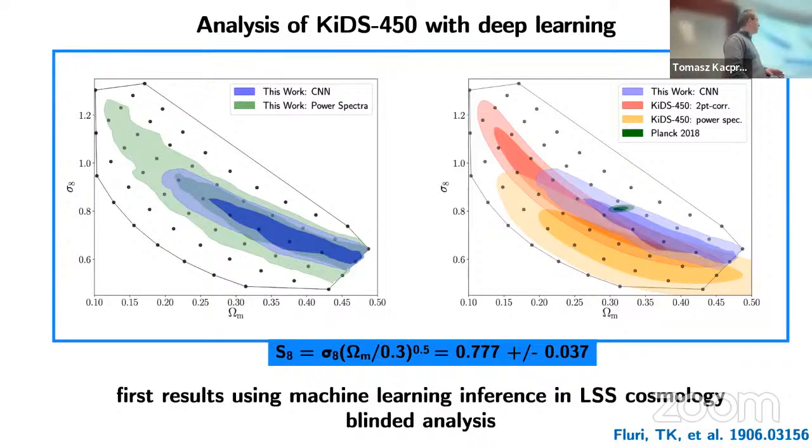And the right one is a comparison to the literature, what the KiDS collaboration has done. And I have another question. How do you estimate error bars for the CNN? That's a very good question.